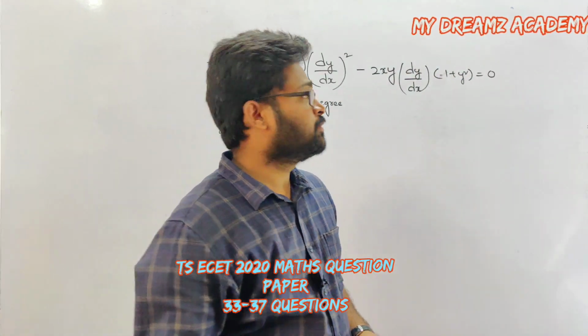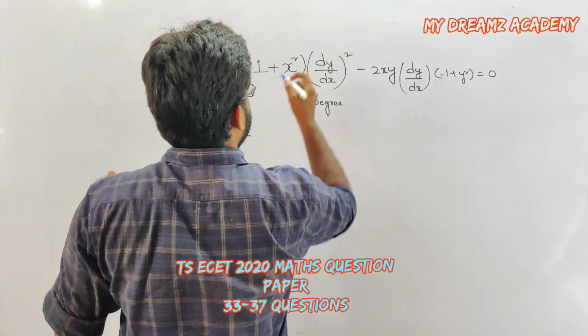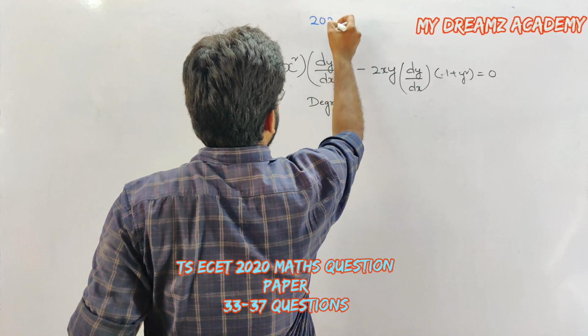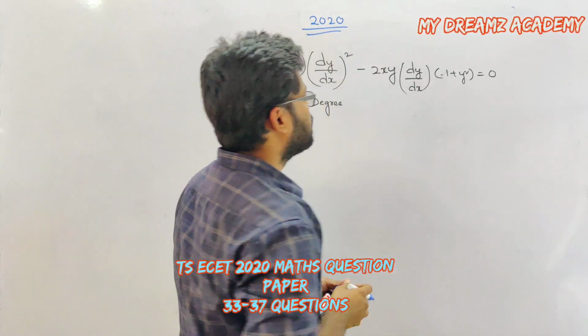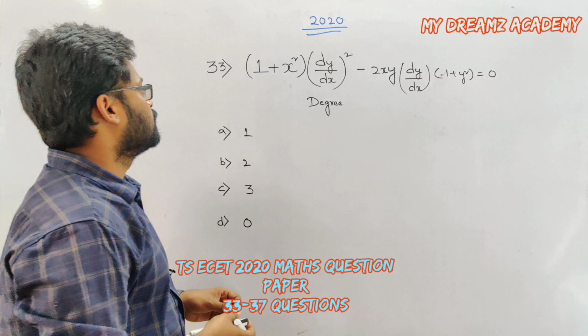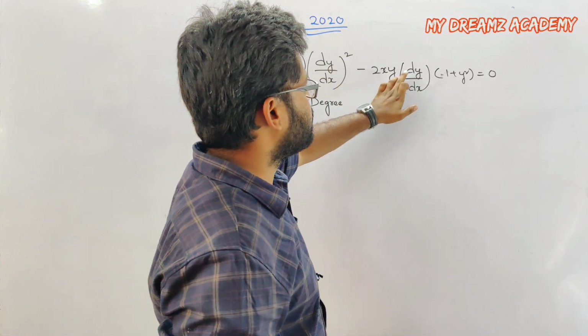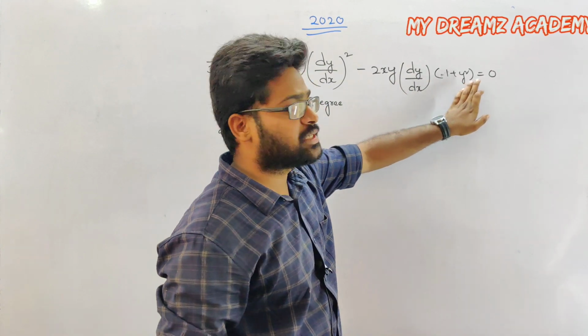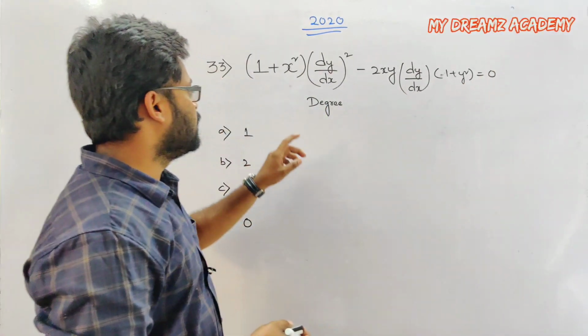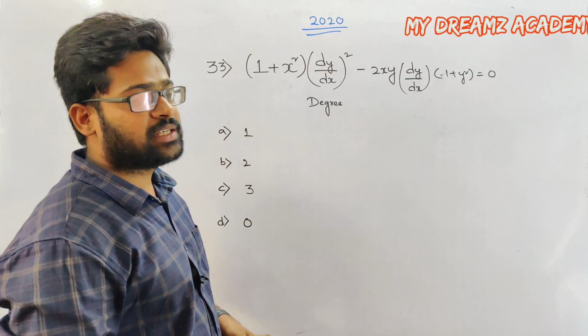Today we are going to see EAMCET 2020 year questions. The first question: x square into (dy by dx) whole square minus 2xy into dy by dx plus y square is equal to 0. We need to find the degree of the given differential equation.